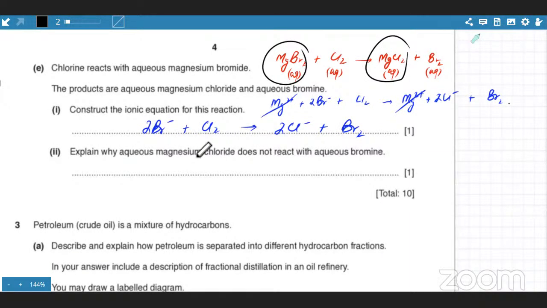The next part is explain why aqueous magnesium chloride does not react with aqueous bromine. So why doesn't it react? Because bromine is less reactive. So bromine is less reactive than chlorine, so no displacement is going to take place.